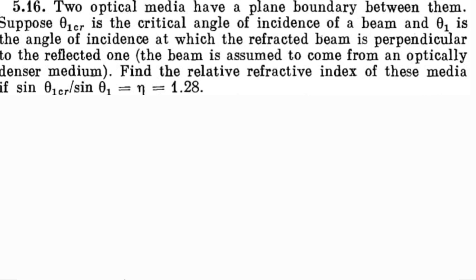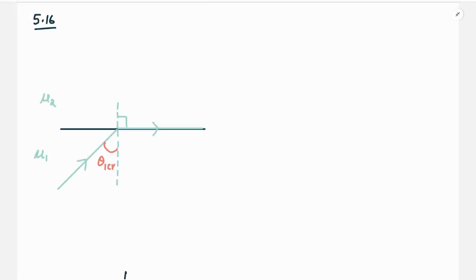Then find the relative refractive index of these media if the ratio of sin theta 1 CR divided by sin theta 1 is given to us as 1.28. So the ratio of sin theta CR by sin theta 1 is 1.28, and the question is asking us to calculate the relative refractive index of these media. Let us first of all understand what is going on in this problem.